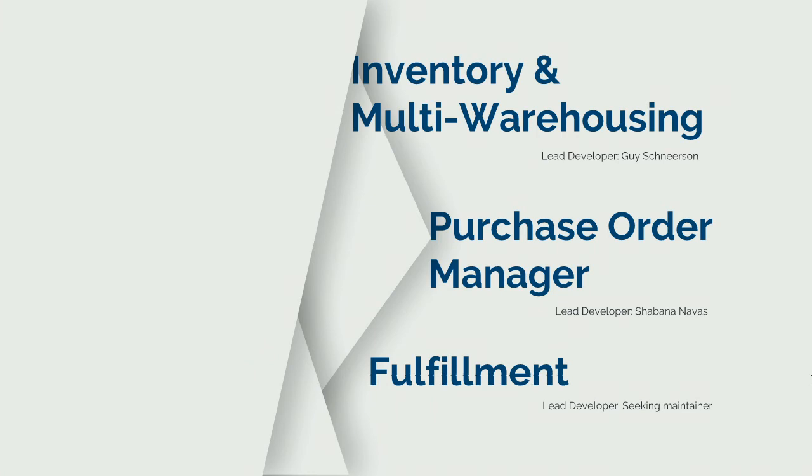So this is a busy slide. We've clumped together a few modules here because they're quite interdependent. So inventory and multi-warehousing, purchase order manager, and fulfillment. These three systems are listed together because they make up a significant part of a business behind the scenes. We have been leveraging Drupal Commerce, and Drupal Commerce has been allowing businesses to automate and connect these portions of their physical businesses and have them relate back to the web and the customer and run them all through that same system. So Commerce is being used to run these key pieces of businesses behind the scenes.